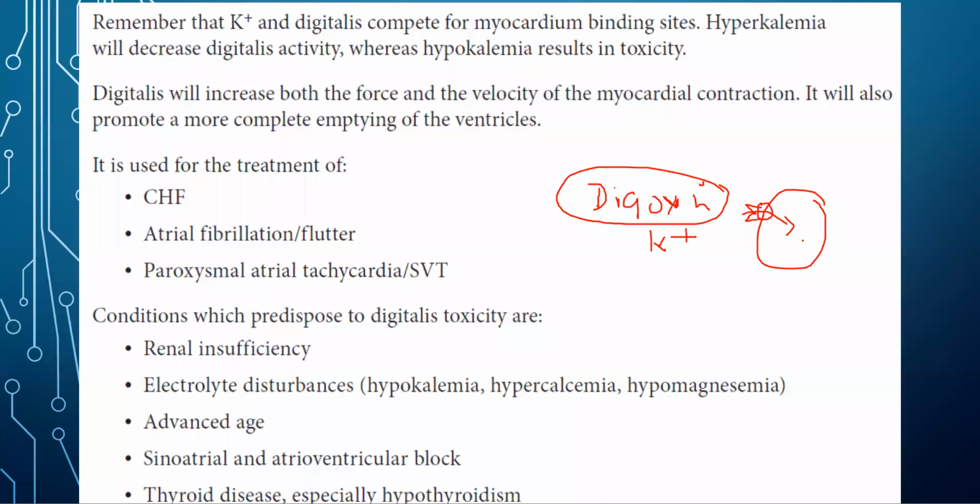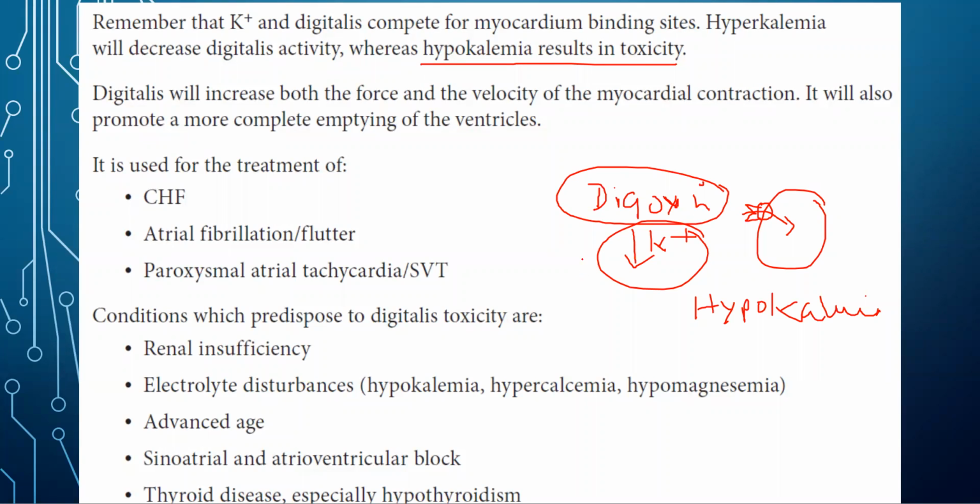And sometimes it can cause digoxin toxicity, because now more digoxin is going inside the cell. The other issue, on the opposite side, is if potassium is low. If you have hypokalemia, then digoxin already wins. So digoxin will go in more than potassium, and that can cause toxicity. So hypokalemia causes digoxin toxicity.